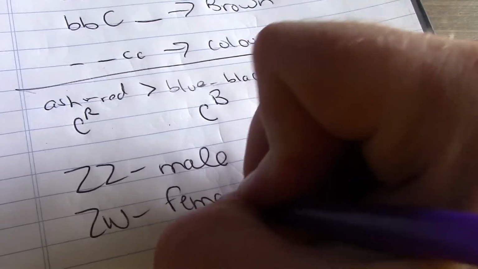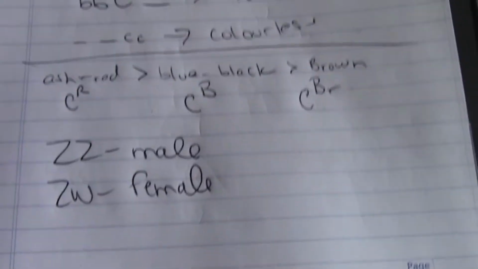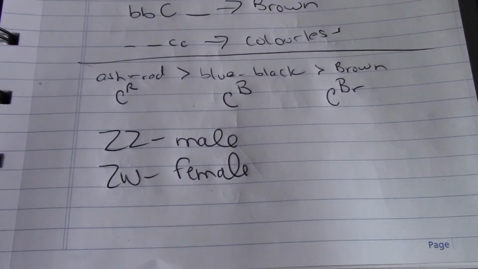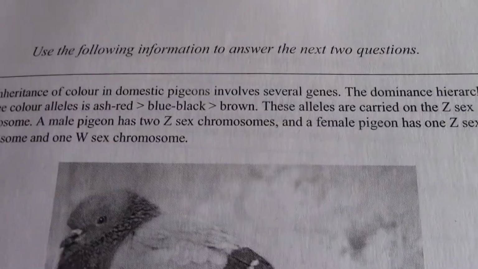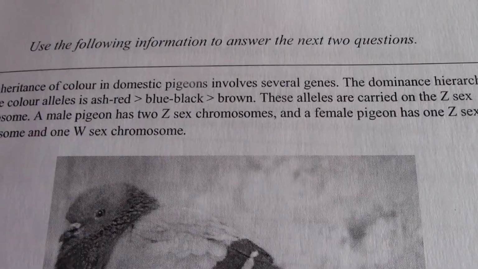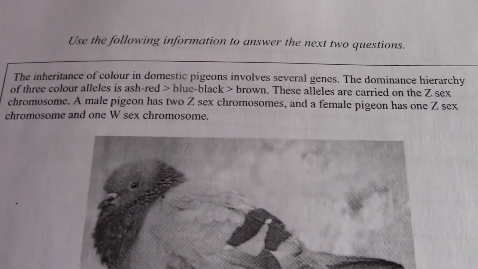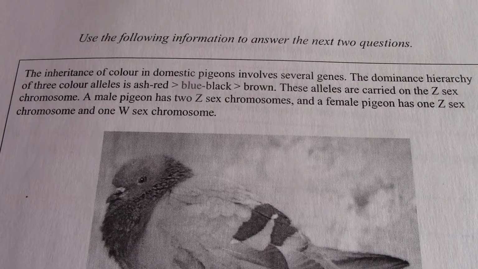But you also have ZZ is a male. And ZW is a female. So that is different from what you're used to. So this is why this is challenging. So you have a sex-linked trait and then an autosomal trait. And then your sex chromosomes are different from what you're used to with this question. Okay?